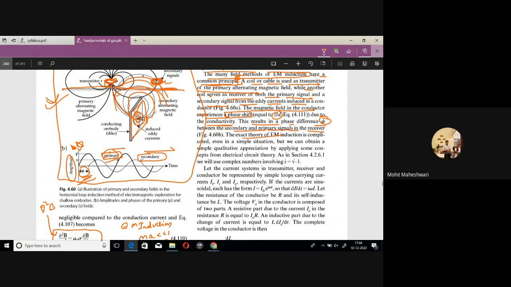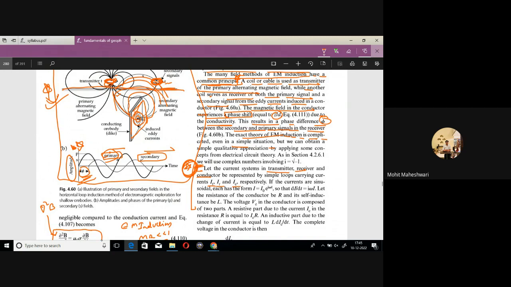The exact theory of electromagnetic induction is complicated, but the simpler situation is given there. So in the mains exam, if the derivation of electromagnetic induction comes, then you have to write from there on. Okay, so let's see what is given there. This diagram is very, very important, and you can relate this theory from this diagram as well. Let the current system be in the transmitter, receiver, and the conductor. So the currents in the transmitter, receiver, and conductor are represented by IT for the transmitter current, IR for the receiver current, and IC for the conductor current.